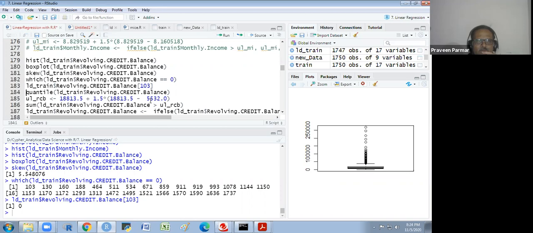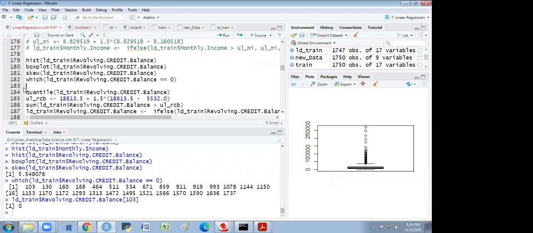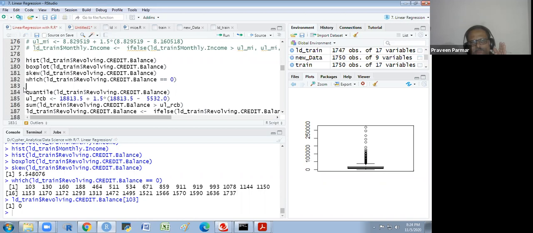Now, what should I do here? Flooring. No, flooring is the last option. We have to control this skewness first. Log we could not take because the zeros are there. I will take the square root. See how it controls.